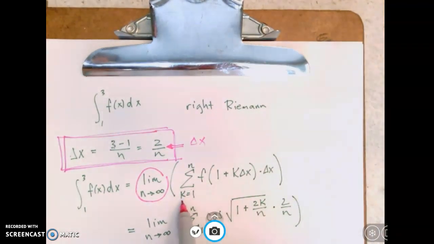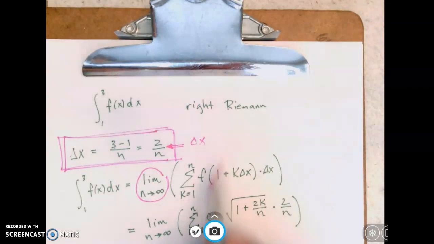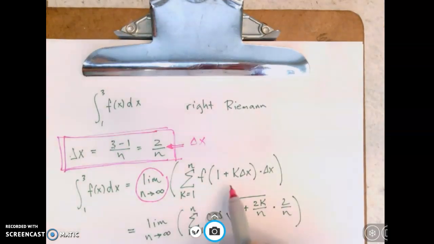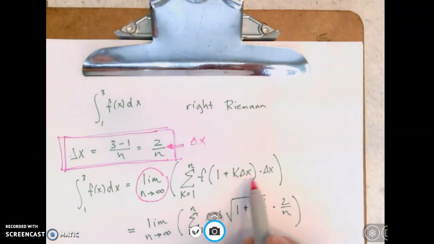This part right here, the summation from k equals 1 to n, is going to be the same throughout. The function f of 1 is our starting value. So k equals 1 is because we're doing a right-hand Riemann sum. If it were a left-hand Riemann sum, it would be k equals 0. The 1 refers to the starting point of the integral, plus k, which is the step we are on, times the delta x.